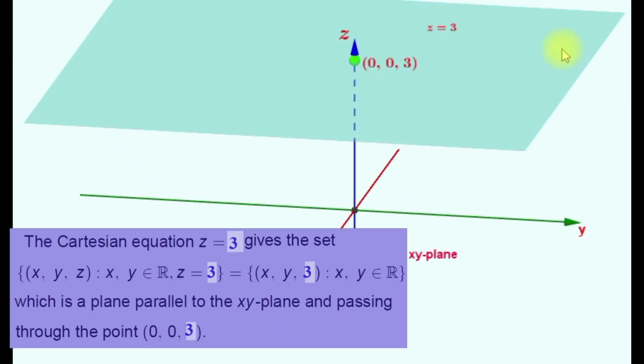As another example, the Cartesian equation z equal to 3 represents a plane passing through the point (0, 0, 3) and parallel to the xy plane. These two planes are 3 units apart. z equal to 3 consists of the set of all points of the form (x, y, z) such that x and y are real numbers and z is equal to 3, which is the set of all triples (x, y, 3) such that x and y are real numbers.